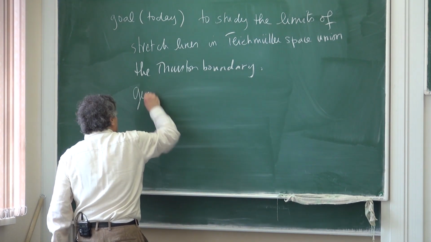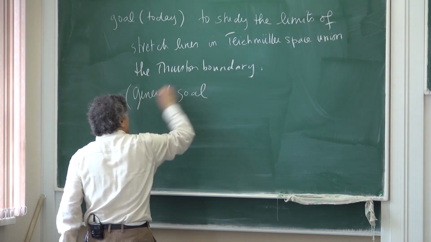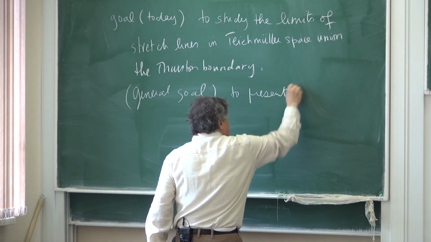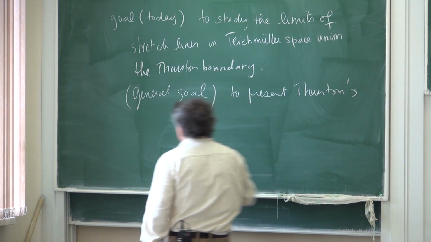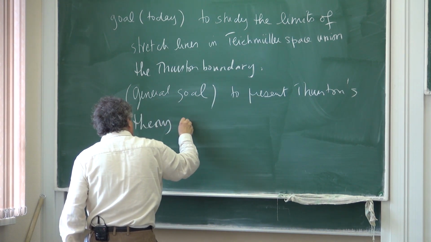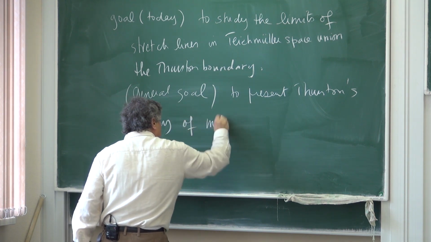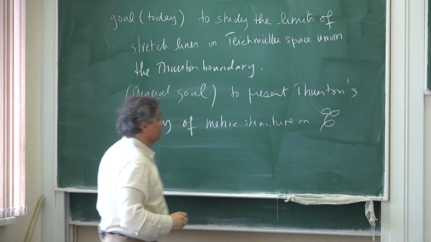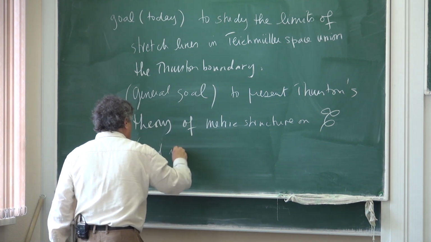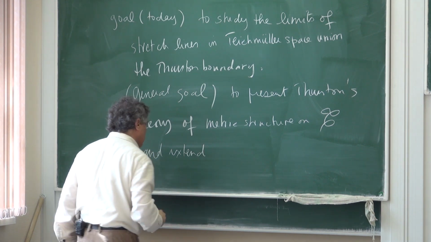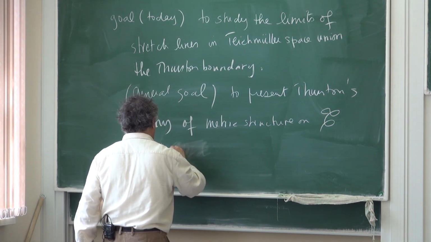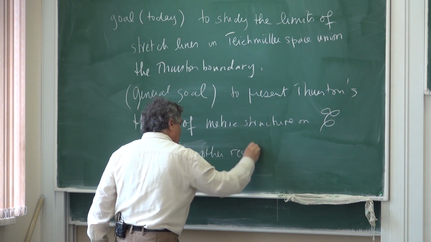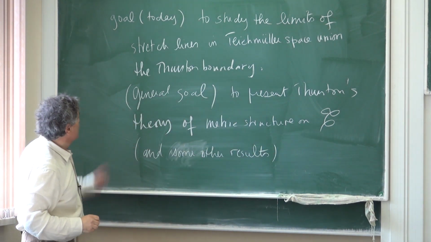And the general goal of all these lectures is to present Thurston's theory of the metric structure on Teichmüller space, and to extend some other results, results which are not in Thurston's paper. So this is the general goal. This is the goal today.